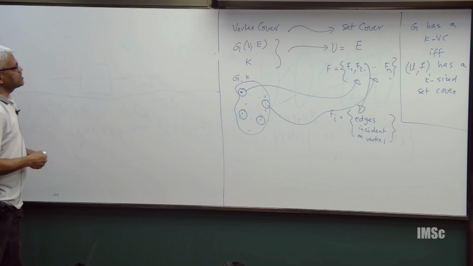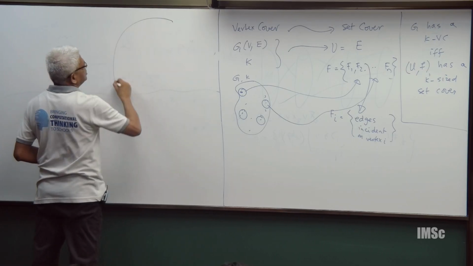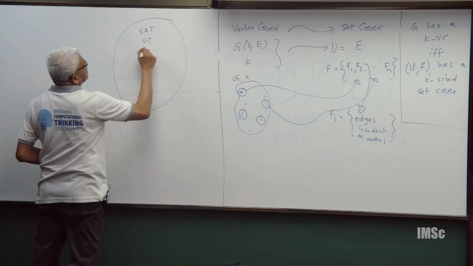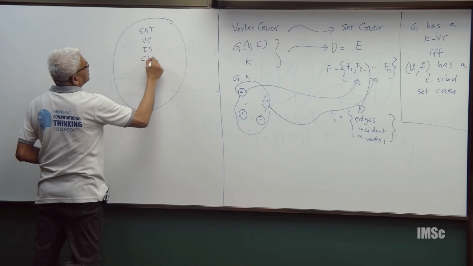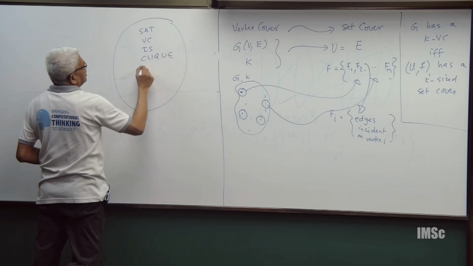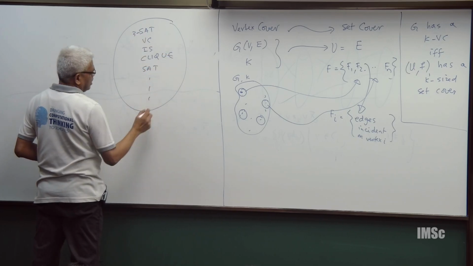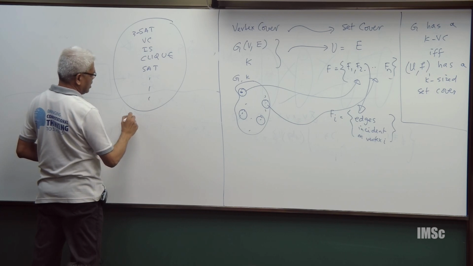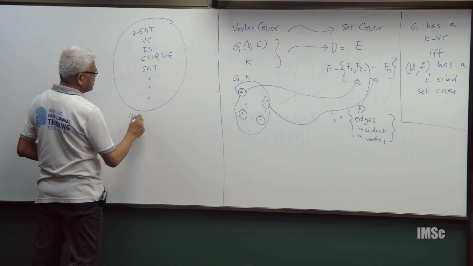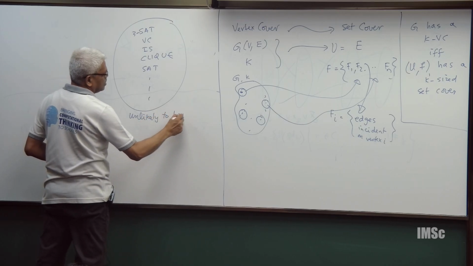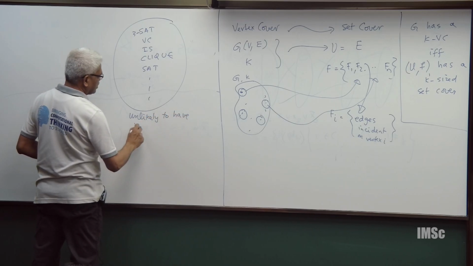So one question is, okay, I have these huge NP-complete problems, let's say SAT, vertex cover, independent set, clique, maybe even 3-SAT, general SAT, and we know they are unlikely to have a polytime algorithm.